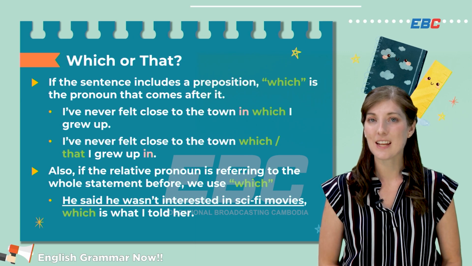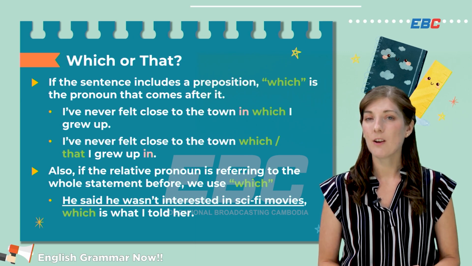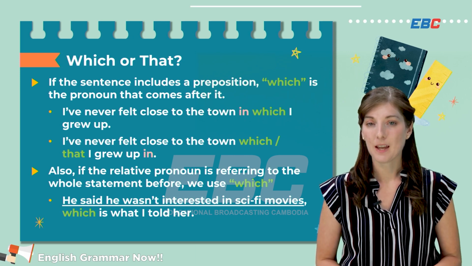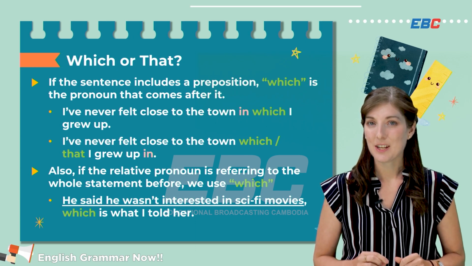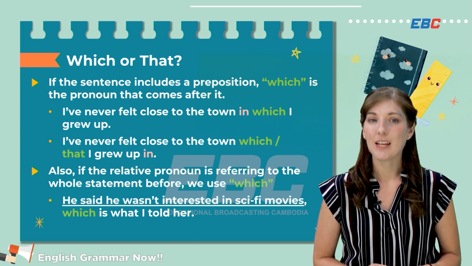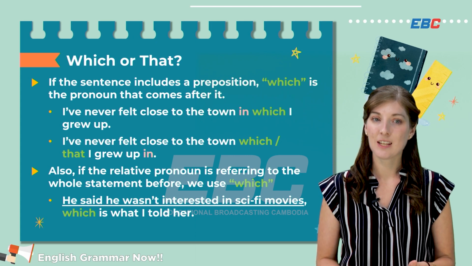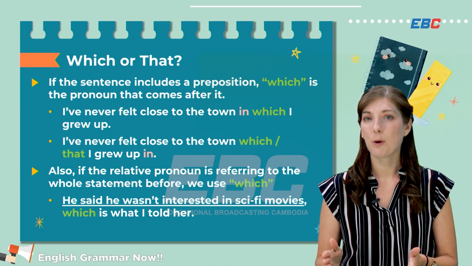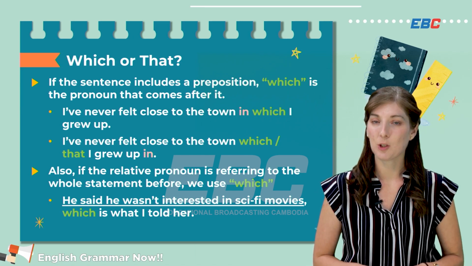If the sentence has a preposition that is attached to the verb, we can often attach it to the relative pronoun. We do this with the relative pronoun which. Take a look at the example. I've never felt close to the town in which I grew up. Now, the verb here is grew up in. But with the pronoun which, we've moved in to the beginning of the relative clause.